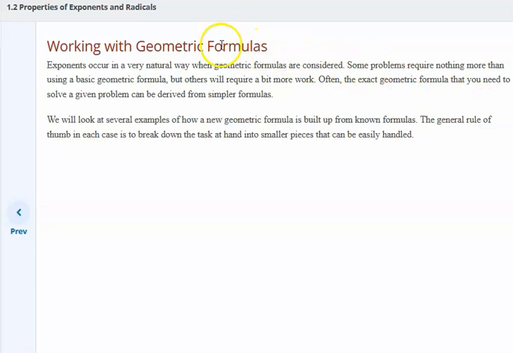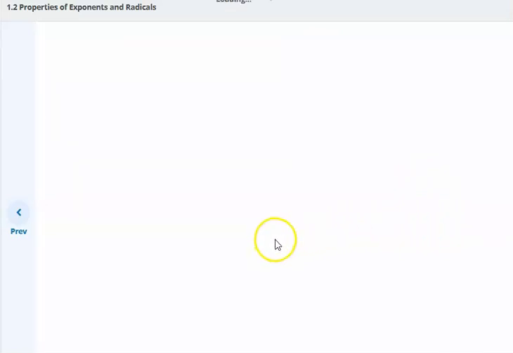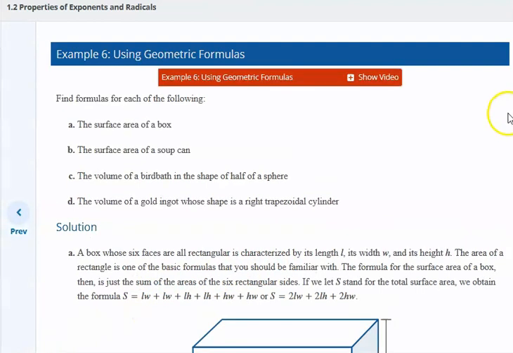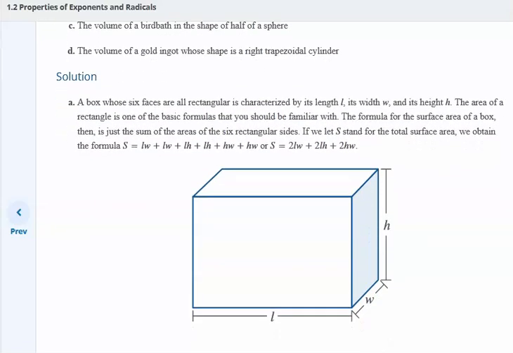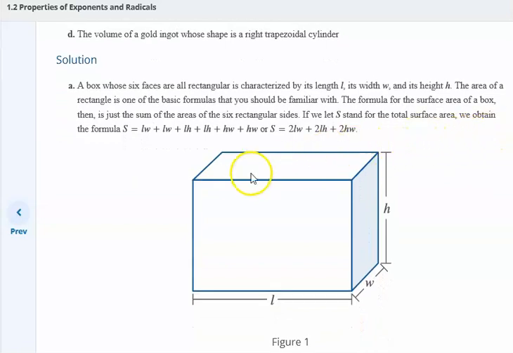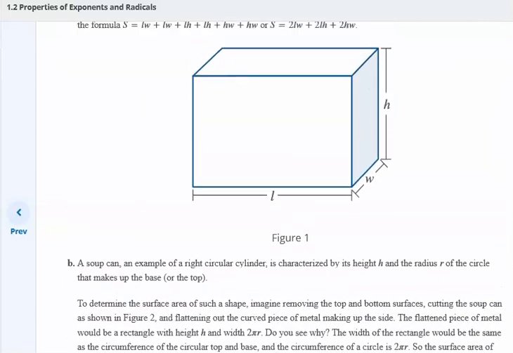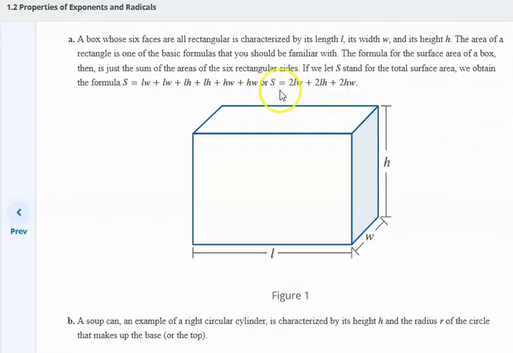Now we're going to do a little bit of review on geometric formulas. Let's take a look at this here. Now the first one is the surface area of a box. So a box we know has 6 sides. So we're going to have 2 tops, which is a top and a bottom, which would be the same, front and back, and then the 2 sides. So putting that all together, we get the surface area.